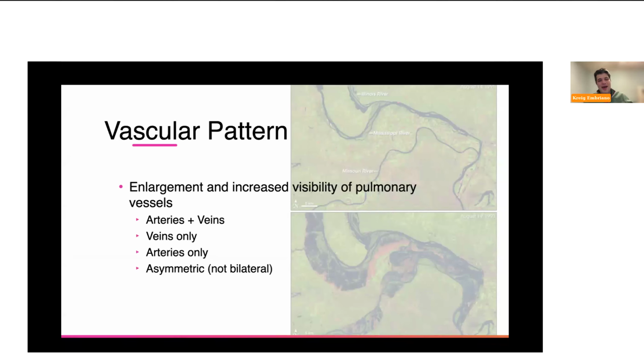The last one is the vascular pattern. Again, this isn't a ubiquitously used term. It's definitely used in older textbooks. I don't hear it used much among colleagues, but it's basically just an enlargement, distension, and increased visibility of the pulmonary vessels. It can be arteries and veins, such as with left congestive heart failure. It can be veins only with left congestive heart failure. It can be arteries only with pulmonary hypertension, or cats with left congestive heart failure. They're primarily arterial rather than venous enlargement.